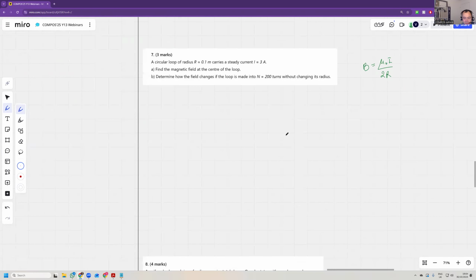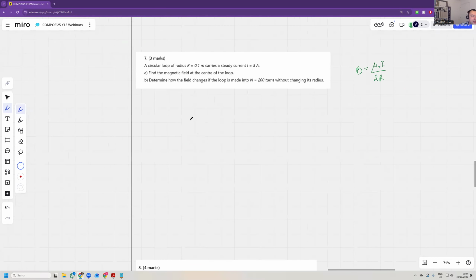Okay, number 7. A circular loop of radius 0.1 carries a steady current of 3 amps. So we have a loop of wire, and the current in that loop is 3 amps. And we've proved that in the assignment. Again, I did that proof in one of my previous webinars, or it's in the assignment, so the magnetic field at the center of the loop is mu0 I divided by 2R.